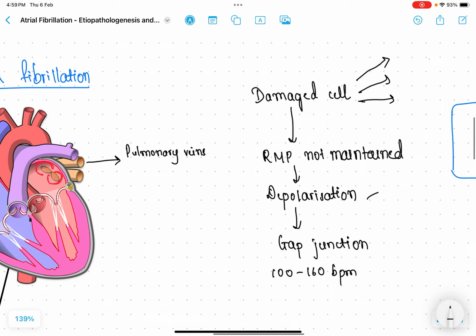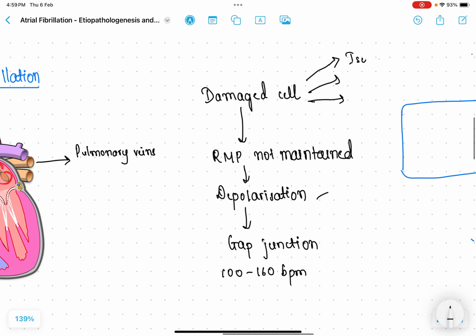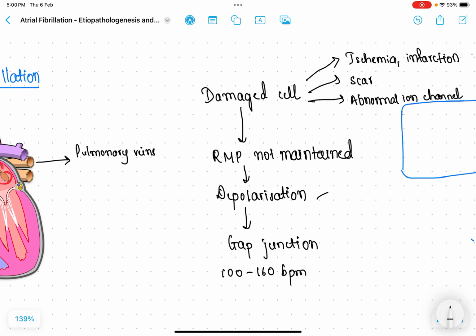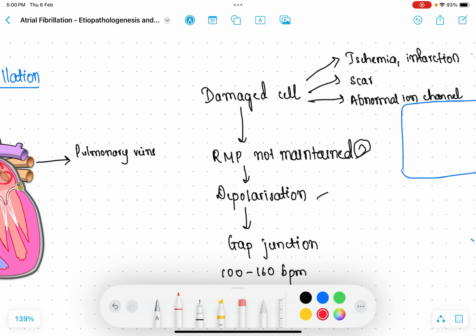Cardiac cell is damaged. It might be either due to ischemia, or there might be infarction, or there might be a scar, or there might be some abnormal ion channel. Due to some reason, the cardiac cell here is damaged. Now, when the cardiac cell is damaged, the RMP is not maintained in this cell. Ions enter through the channel, and finally it causes depolarization.